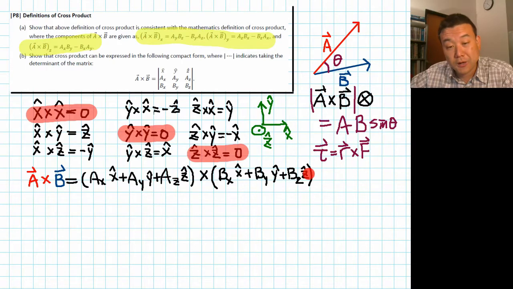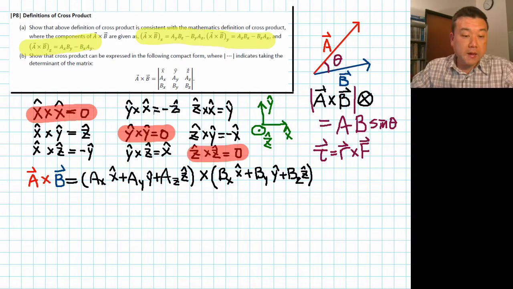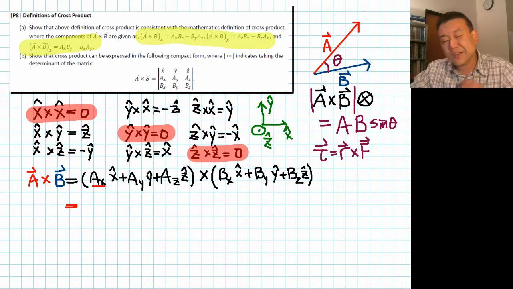All right, so we are going to expand this all out. And it's three terms multiplied to three terms. So there's going to be a lot of terms. I'll just have to go through it to make sure that I don't forget any. All right, let me start out with the Ax. So I'm going to write down all the terms that multiply the Ax here. So that's going to be Ax times Bx. But you know what? It's going to give me x hat cross x hat. So I know that's going to be 0. So I won't write that down.